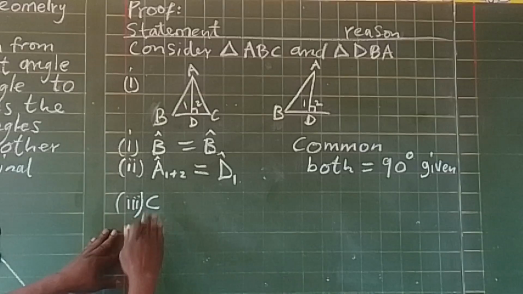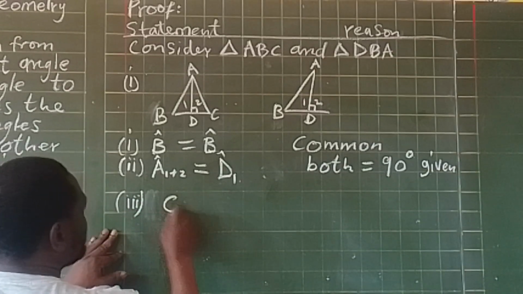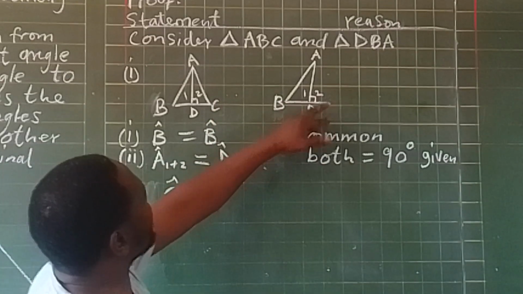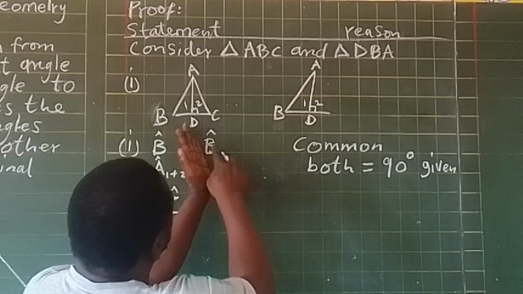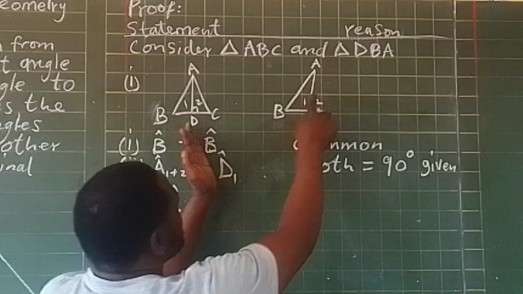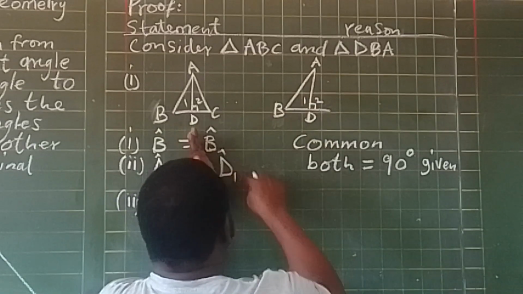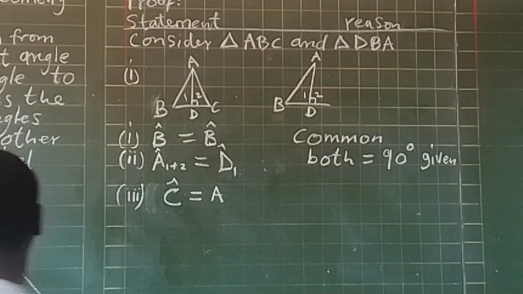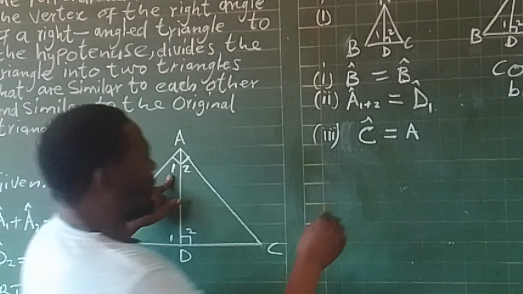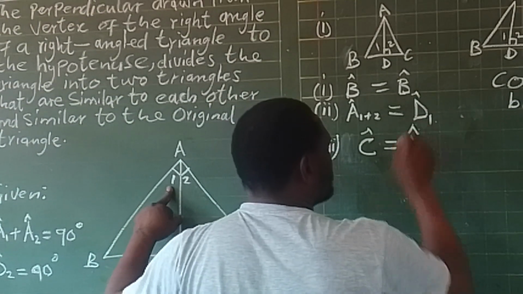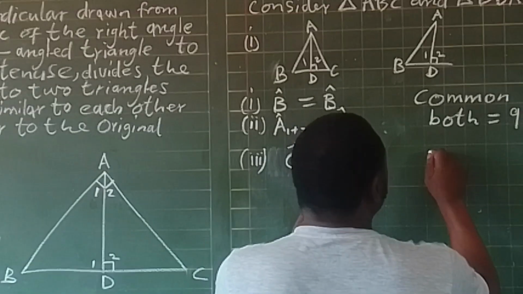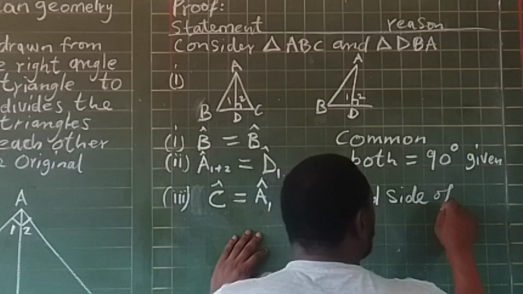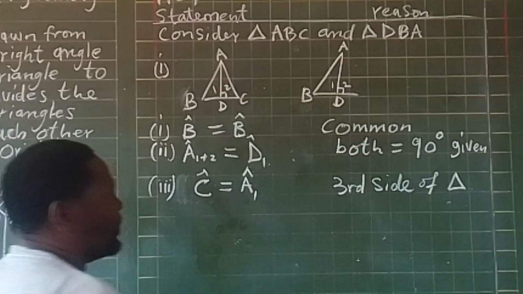You take your C for point number 3. You say C is equal to, you go to triangle DBA. You have B and D. What is missing? What is missing is A. What A is this? You check the original. So it's A1. You see now, the reason for this is the third angle of the triangle. It's automatic.